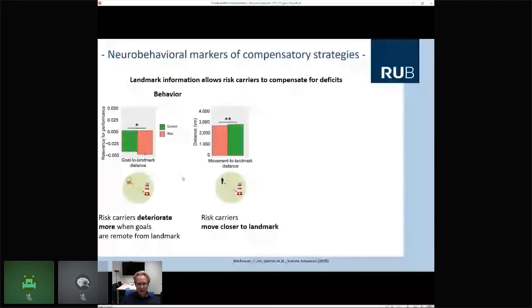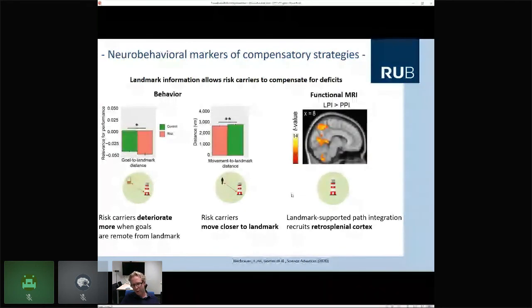We also found that the risk carriers moved closer to the landmark. So when we tested the proximity of their navigation movement, we found that the paths were more closely related to the landmark than they were in the control participants. And in the fMRI version of the task, where, as I mentioned, we didn't genotype the participants, we found that the landmark-supported path integration showed a more pronounced activation in areas including the retrosplenial cortex.